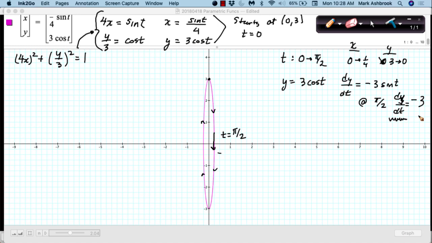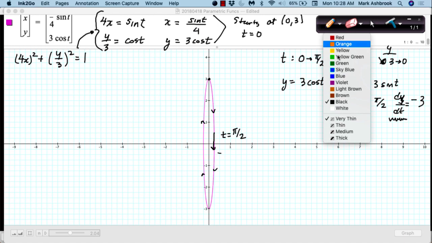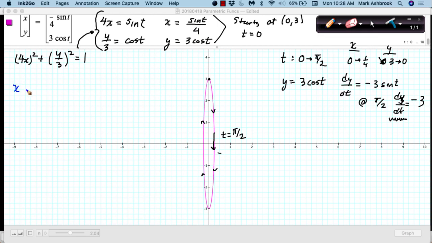Okay, and then Riddick asked the question, what about if x could be cosine? All right, so let's try that version. 4x equals cosine t, and x equals cosine t over 4. That would mean that y over 3 would be sine t, and y equals? Does it work? Have we done anything wrong?